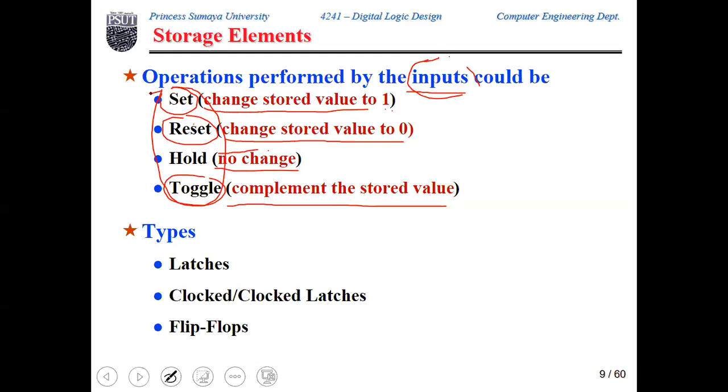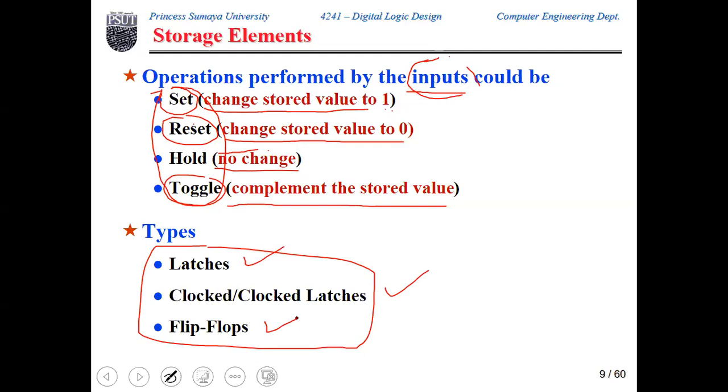Now, the storage elements can be classified into 3 different types. The first type is called latches. The second type is called clocked latches, and the third type is called the flip-flop. But at the end of the day, all of them are basically logic circuits. They can store 1 bit. And what is the difference? Basically it is the timing, when these storage elements respond to the change in the input in order to affect or change the stored value, as we will see.